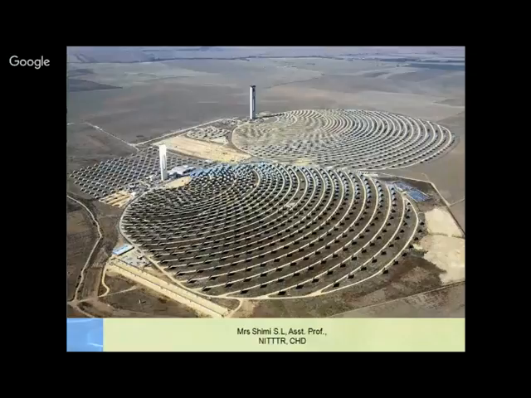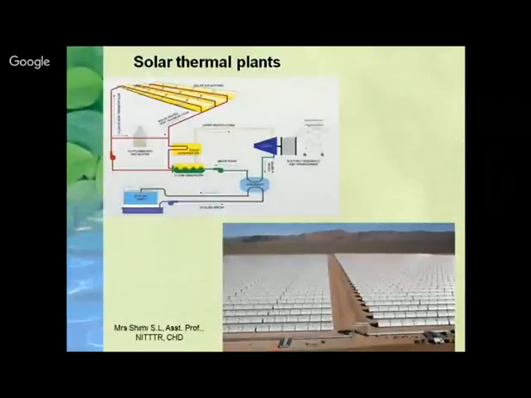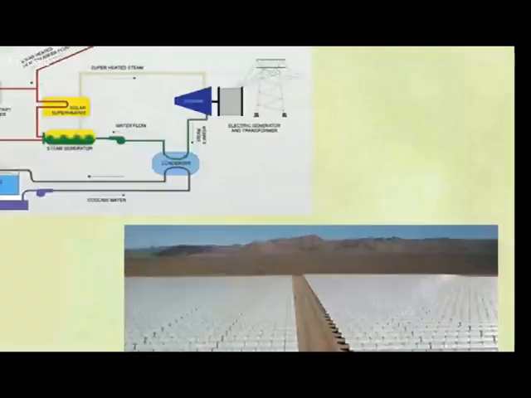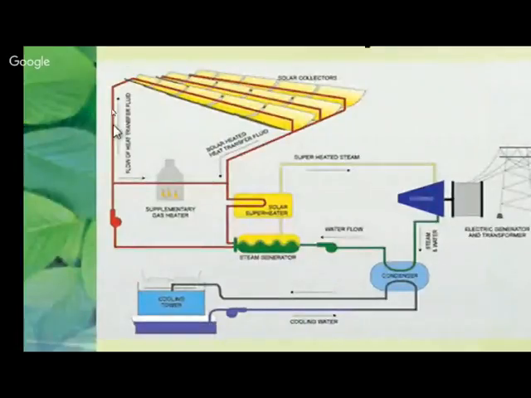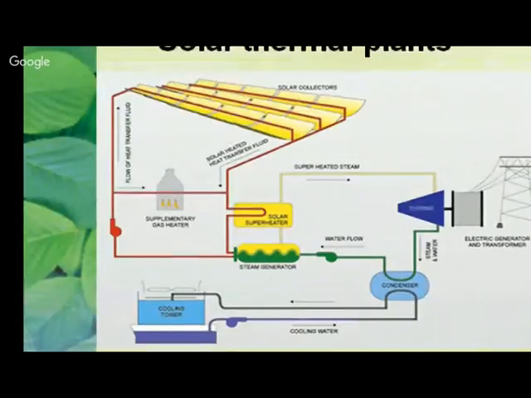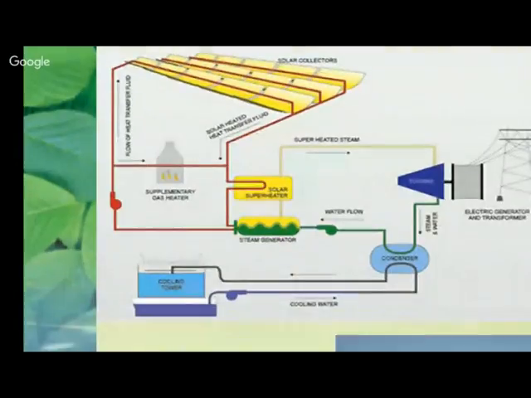This is the PS10 and PS20 together, the thermal power plant. Then you have another solar thermal power plant. This is also a particular model where you have a fluid which has to exchange the heat. It may be water or maybe some other fluid which has the capability to exchange heat. So that is being used.